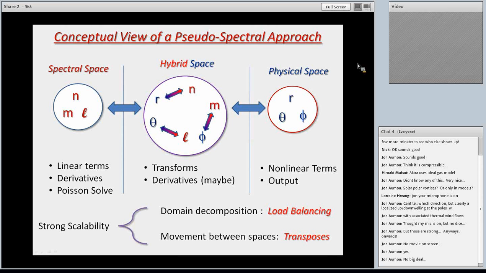And the key to getting strong scalability out of one of these systems is to use a good domain decomposition and to carefully manage how and when you move between these different spaces.